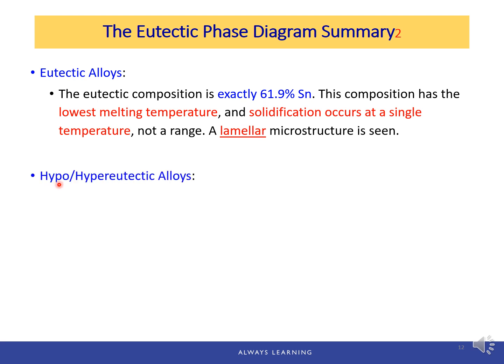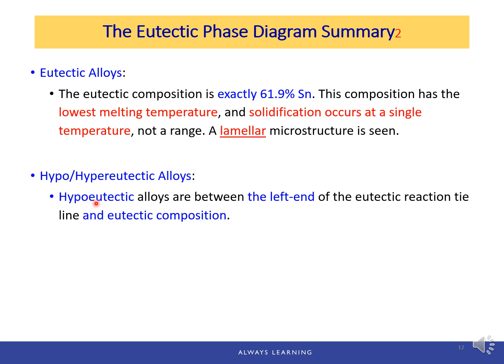So for hypo and hyper eutectic alloys, one is to the left of the eutectic composition, one is to the right of the eutectic composition. We'll just use the hypo eutectic alloy as an example to explain the microstructural development of the alloy, but the hyper eutectic is similar, just that the primary phase is the beta phase instead of the alpha phase. So the hypo eutectic alloys are between the left end of the eutectic tie line and the eutectic composition, which is between 18.3 and 61.9% of tin.